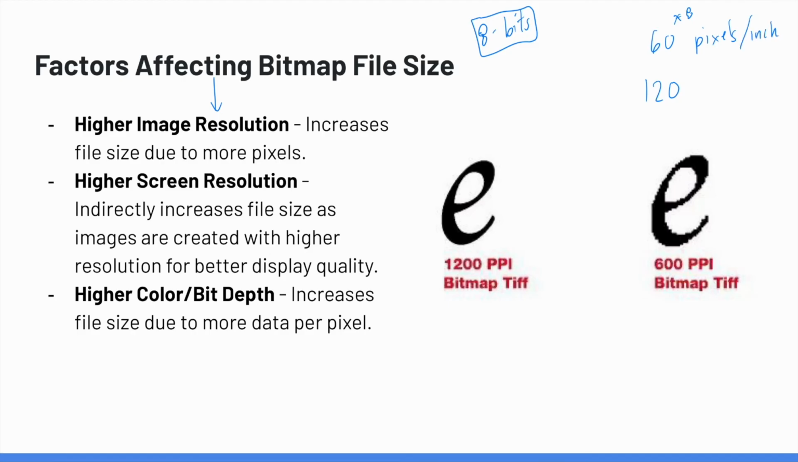If you have 120 pixels, then in that same area we would have the equivalent amount of data of now 120 bytes, right? So we'd have double the amount of data for that particular square inch, increasing the file size by 2. Now, even if we have a lower image resolution, if we do have a higher screen resolution, then this is actually going to end up increasing our file size, because images are going to be created on that computer when we open it up at a higher resolution for better display quality.